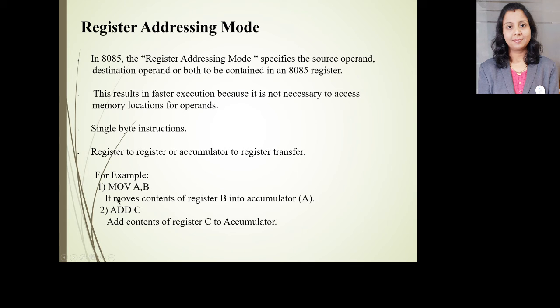What are the examples? MOV A, B. What this instruction does is it moves the contents of register B into accumulator A. The transfer or the movement of the contents takes place from B to A. Next example is ADD C. Add the contents of register C to the accumulator.